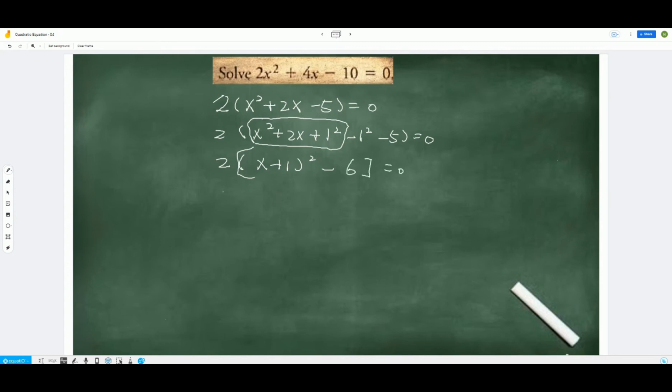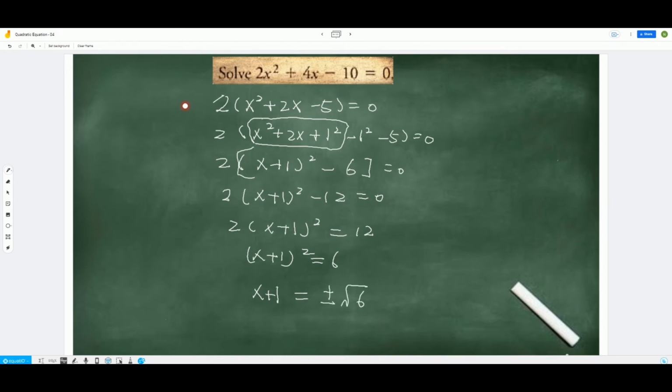0. Use the distributive property: 2 times (x plus 1) squared minus 12 equals 0. On both sides add positive 12, so 2 times (x plus 1) squared equals 12. Both sides divided by 2, (x plus 1) squared equals 6. Both sides take the square root: x plus 1 equals plus or minus the square root of 6, which has two values, positive and negative. Both sides minus 1, so x equals negative 1 plus or minus the square root of 6.